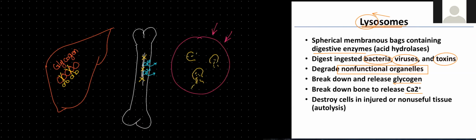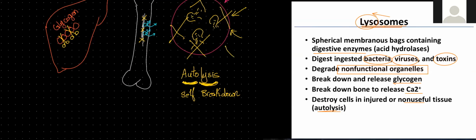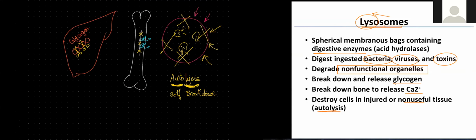So autolysis means the cell is going to be breaking down itself. The tissue is going to be breaking down itself, destroying cells in injured or non-useful tissue. We call this autolysis. Also, it might be mediated by external factors. We're going to get to this later on in AP2, on how I can induce autolysis and apoptosis.